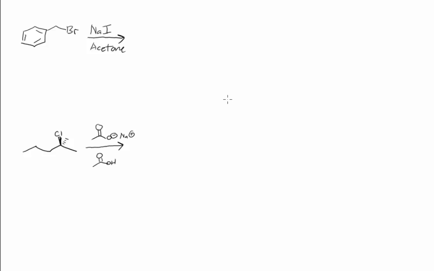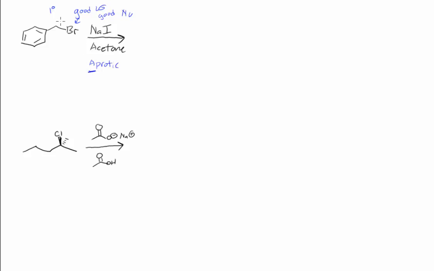Here are some practice problems to help us determine A, whether it's SN1 or SN2, B, the product of the reaction, and C, the mechanism of the reaction. So let's look at this first one here. We have a primary substrate. We have a good nucleophile. We have a good leaving group. And we have polar aprotic solvent.